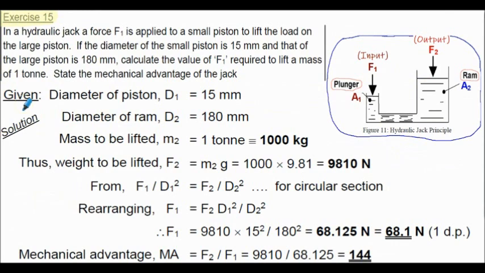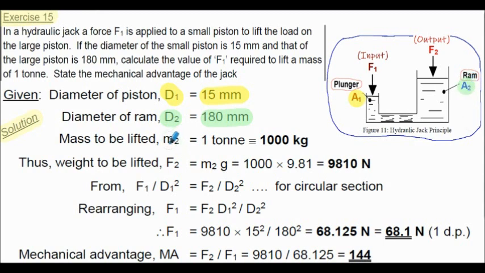Here's exercise 15, solution. So as always, extract the information from the question. The diameter of our piston at the inlet, D1, is 15 millimeters. That relates to the area A1, shown here on a diagram for the plunger. Diameter of the ram, D2, is 180 millimeters. That's the large piston shown here. That relates to area A2.